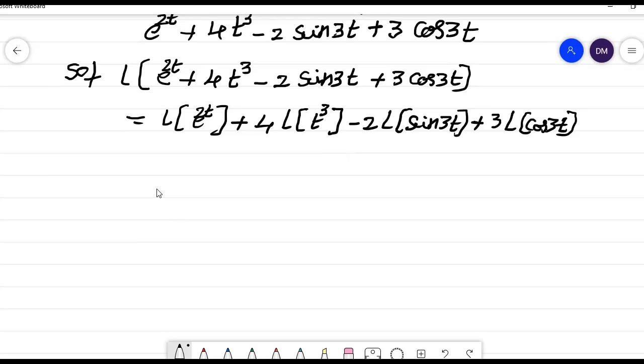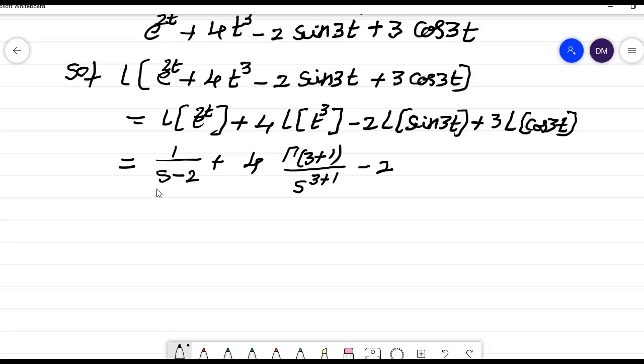So this is equal to, now this is in the form of L of e power at. What is the L of e power at formula? 1 by s minus a. What is a here? a is 2. Plus 4 into, this is in the form of L of t power n. What is the L of t power n formula? Gamma of n plus 1 by s power n plus 1, minus 2 into, this is in the form of L of sin at. What is the formula for L of sin at?